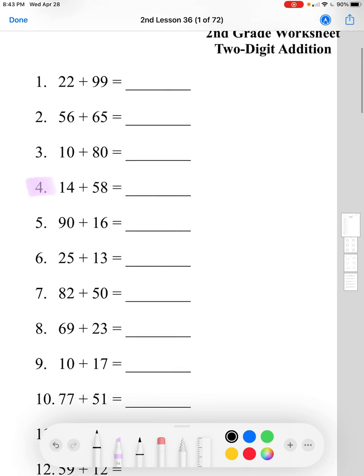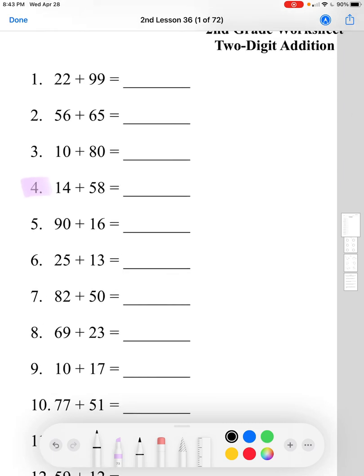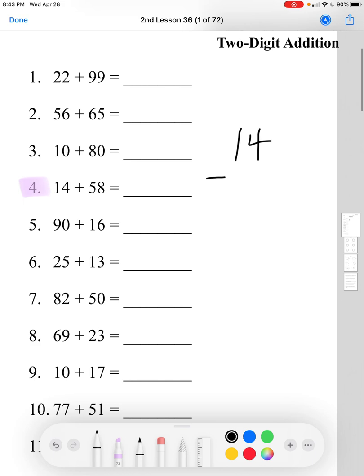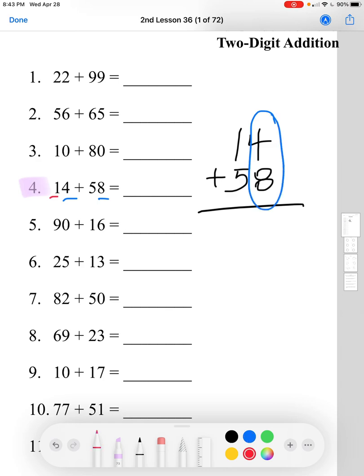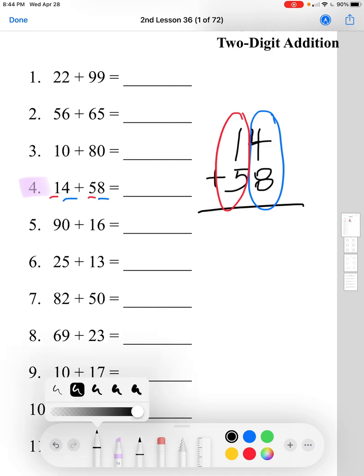Like always, for me it's more comfortable to rewrite the question vertically so that you can line up the places. So we have the 4 and the 8 in the 1's place right here, and then the 1 and the 5 in the 10's place. Then it's easier when you're regrouping and it's easier to visualize what you're adding up.